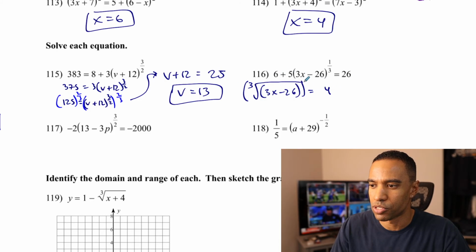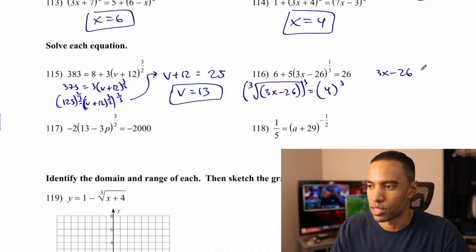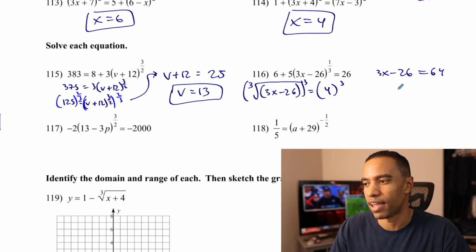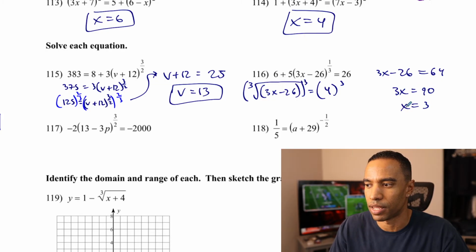So let's cube both sides. Cube both sides there. I get 3x minus 26 equals 64. If I add 26 over, I get 3x equals 90. Divided by 3, I get x equals 30. Like that.